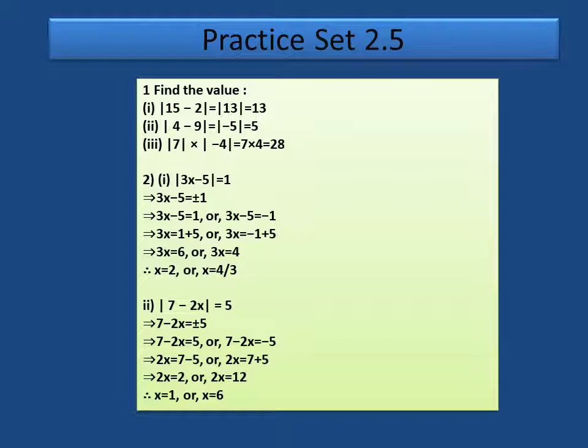Now question number 2, we want to solve and find the value of x. They have given here modulus of 3x minus 5 equal to 1. Now remember, when we solved question number 1, there were only numbers and signs, and therefore we could directly get the absolute value by cancelling the sign plus or minus. Only the positive answer we will consider.